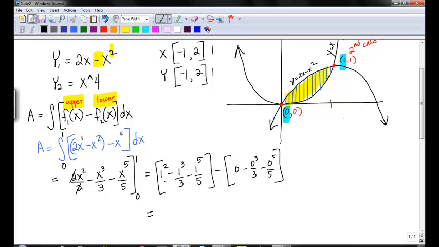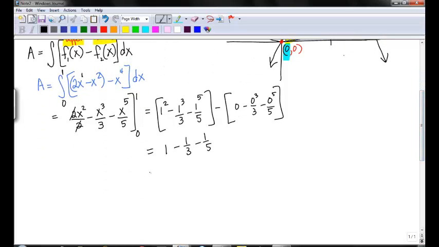So if you simplify that, that'd just be 1 minus 1/3 minus 1/5, common denominator 15. So you'd have 15 over 15 minus, you'd have to multiply this by 5, multiply this by 5, multiply this by 3, multiply this by 3. So you end up with 7/15 for your final answer. You agree with my arithmetic?